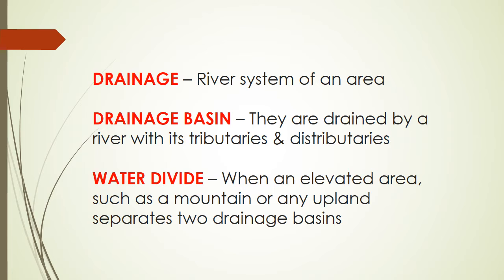Children, before I go ahead with the lesson, we need to understand three definitions. One is drainage. Let us see the definition. It is a river system of an area. All this I will be explaining in detail in my next slide. Now, drainage basin: they are drained by a river with its tributaries and distributaries. Water divide: when an elevated area such as a mountain or any upward land separates two drainage basins.